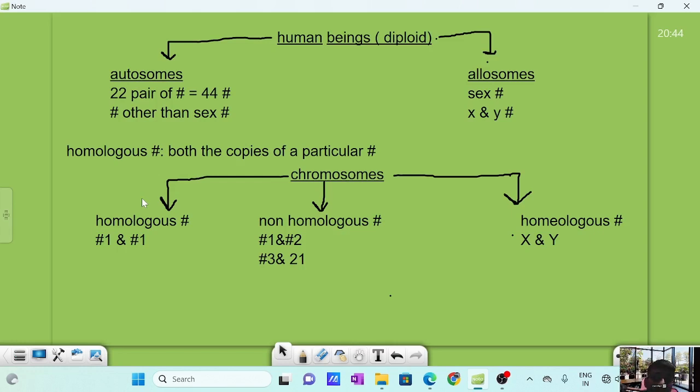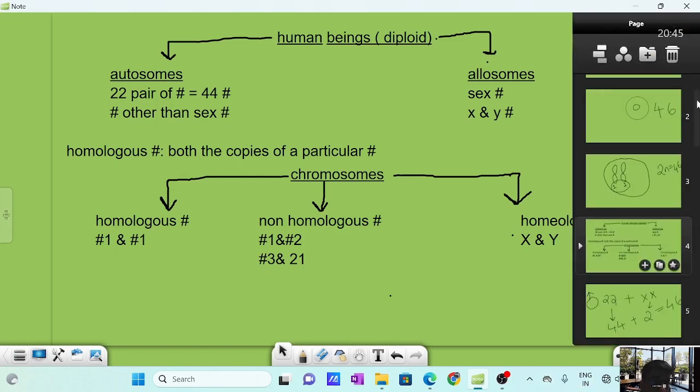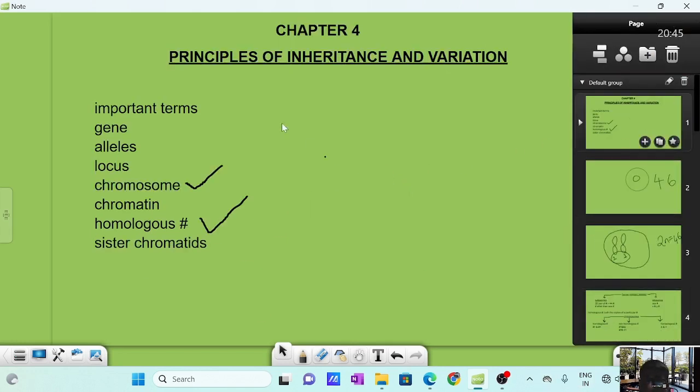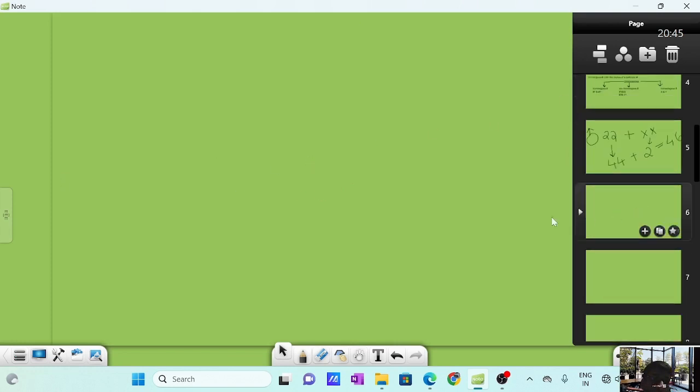Now we will look through certain other terminology, right? We have learned homologous chromosomes, etc. Now we will go much deeper into genes.